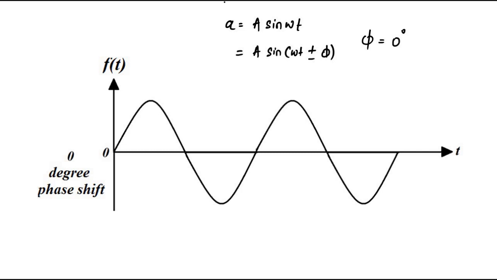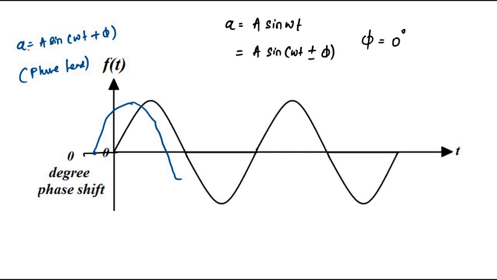So suppose one of the waveforms starts from here, sinusoidal, like this. So here it is starting a bit early. It is starting a bit early. So here it will be A equals A sine omega t plus phi, which represents phase lead.